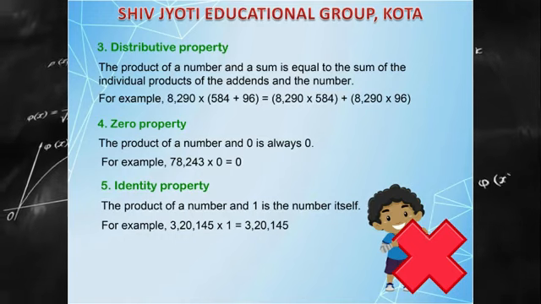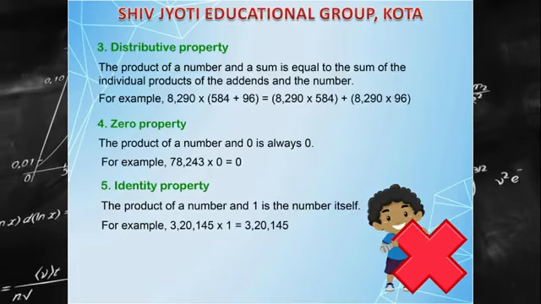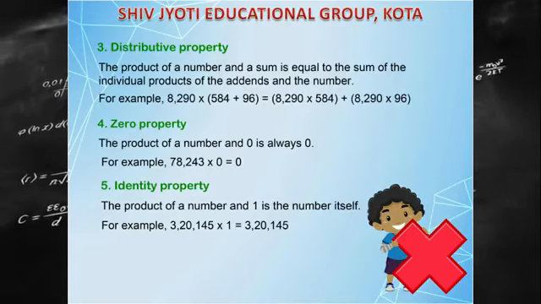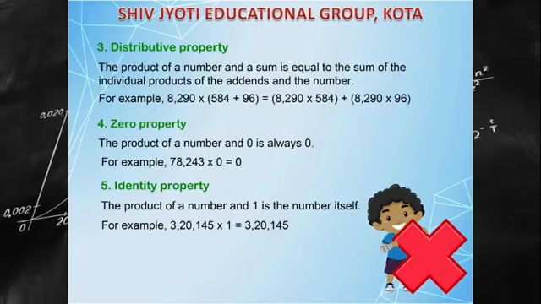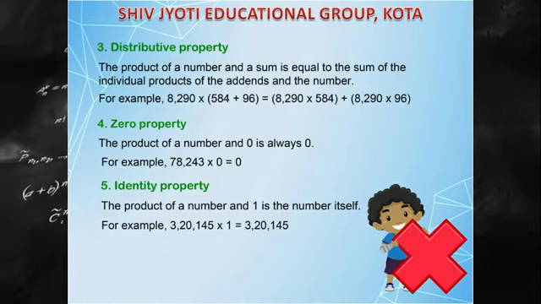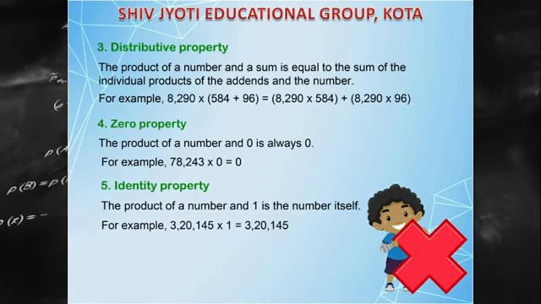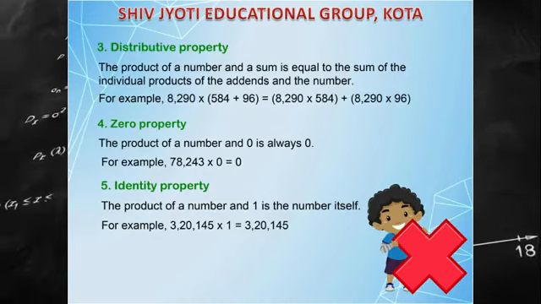Next is zero property. Zero property states that the product of a number and zero is always zero. It doesn't matter what the number is. When you multiply it to zero, you get zero as the answer. For example, 78,243 multiplied by 0 is 0.